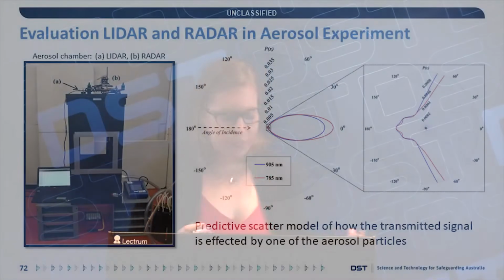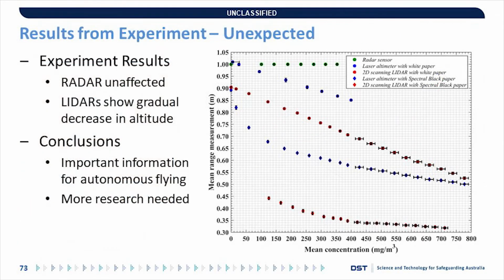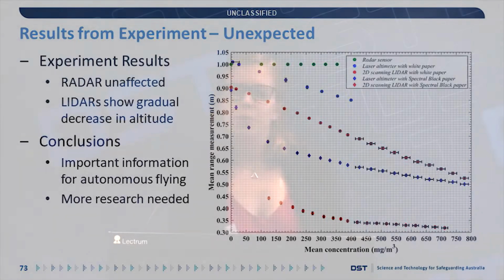Now, I created a predictive model that showed that the aerosol particles would actually scatter the LiDAR signal. And so we theorized that this would show itself in terms of random noisy measurement returns from the sensor indicating accuracy loss. But this is not what we saw. Instead, we saw an artificial altitude drop, something that was completely indistinguishable from an actual altitude drop. We concluded that this was due to some unintuitive signal processing, and we found more information about what we needed to know.